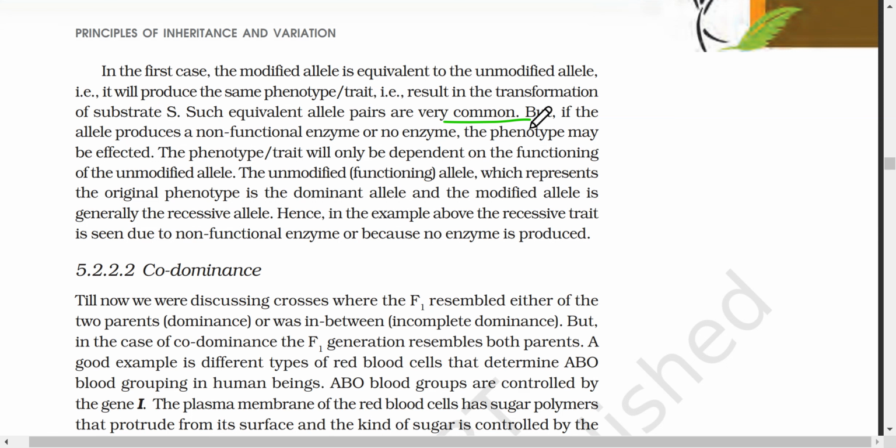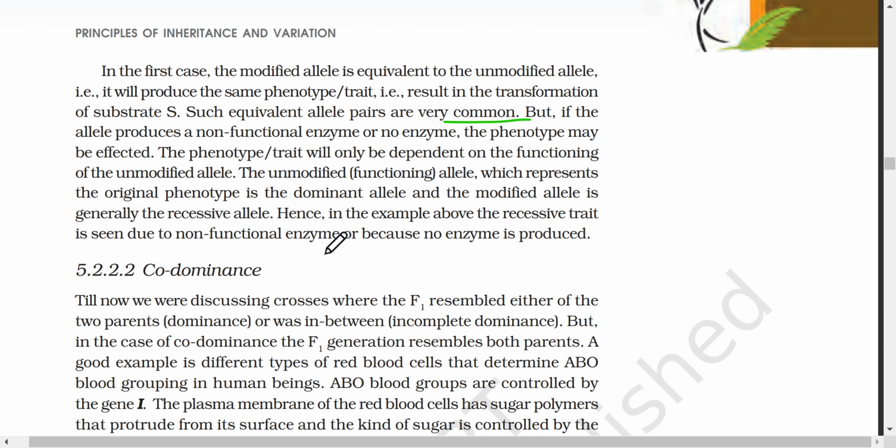If the allele produces a non-functional enzyme or no enzyme, the phenotype may be affected. अब enzyme नहीं produce हो रहा है तो phenotypically we can actually observe it. The phenotype or trait will only be dependent on the functioning of the unmodified allele. Unmodified or functional allele, which represents the original phenotype, is the dominant allele, and the modified allele is generally the recessive allele. So basically how it works, अगर modification हुआ जो original था, that was a dominant one. जो modify हुआ, that becomes the recessive one. And this is how in a pair of alleles you got one dominant and the other as the recessive one.